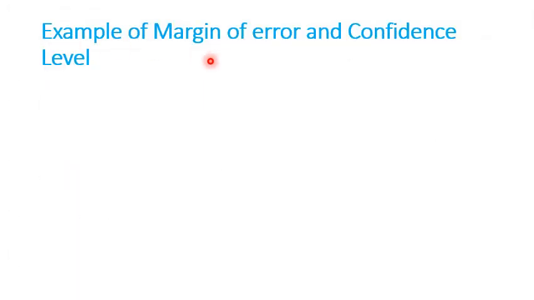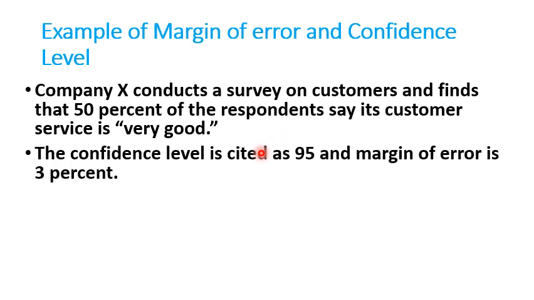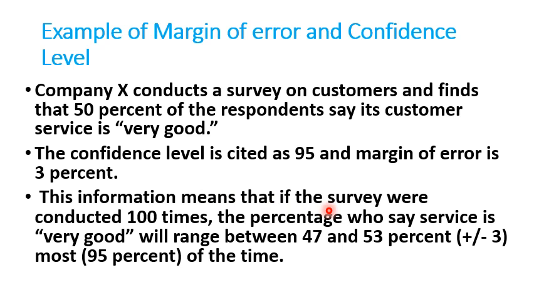An example of margin of error and confidence level. Company X conducts a survey on customers and finds that 50% of the respondents say its customer service is very good. The confidence level is cited as 95% and margin of error is 3%. This information means that if the survey were conducted 100 times, the percentage who say service is very good will range between 47 and 53%. That means plus or minus 3 most of the time. That means 95% of the time.